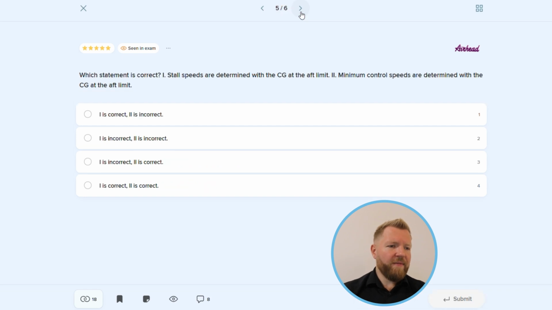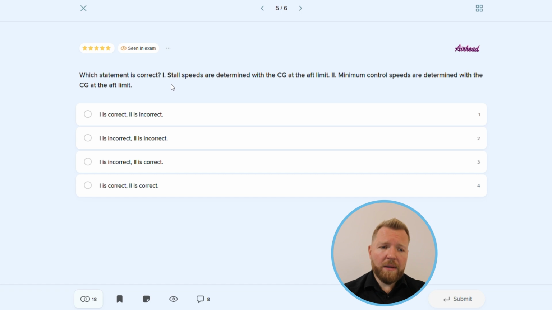Now, question number 5. Which statement is correct? Statement number 1, stall speeds are determined with the CG at the aft limit. And statement number 2, minimum control speeds are determined with the CG at the aft limit. Remember that whenever we talk about limitations of any kind, they are determined for the most unfavorable conditions.